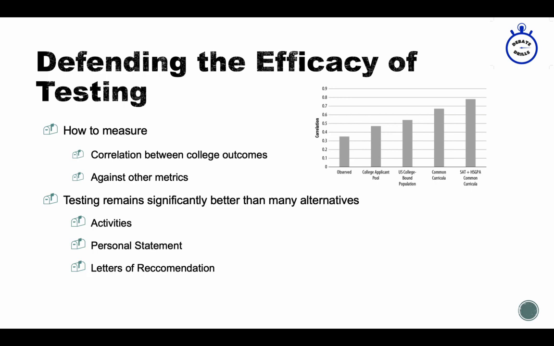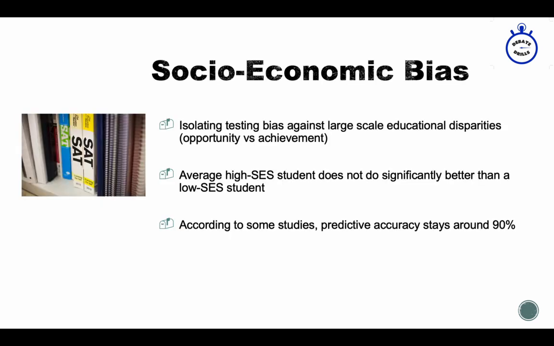These all mean that you should point out that the alternatives are significantly worse than testing in many cases, because testing, while obviously still affected by things like tutoring, is not something that can be solely determined by outside affluence. I'll talk about that now.